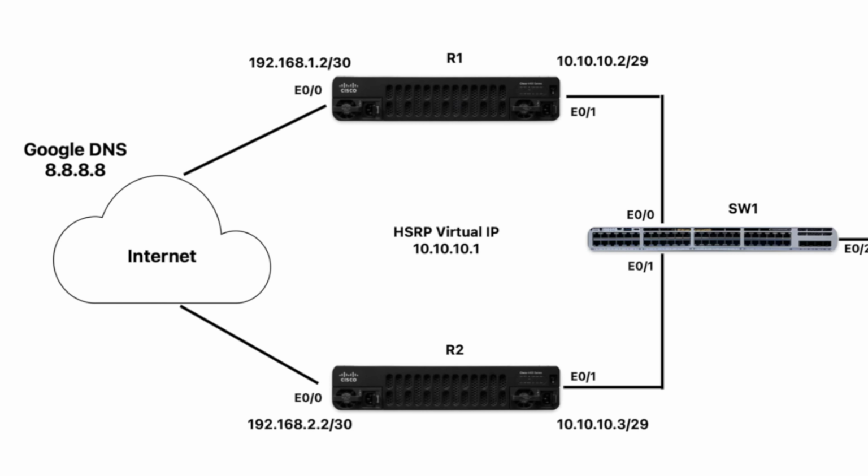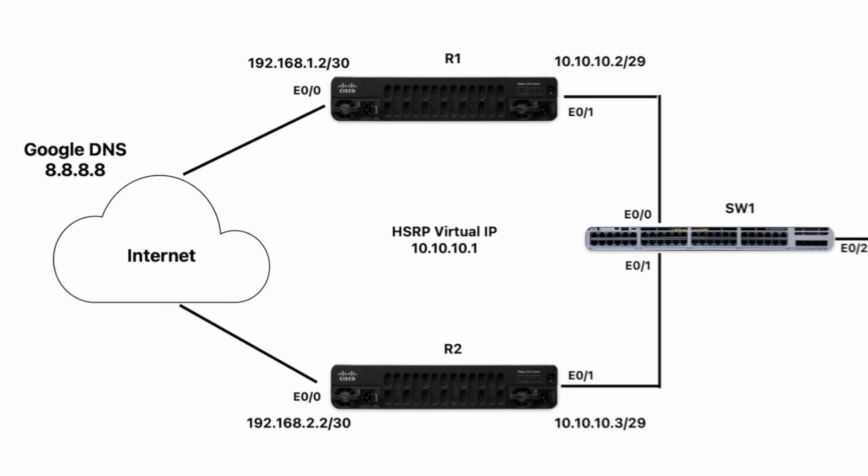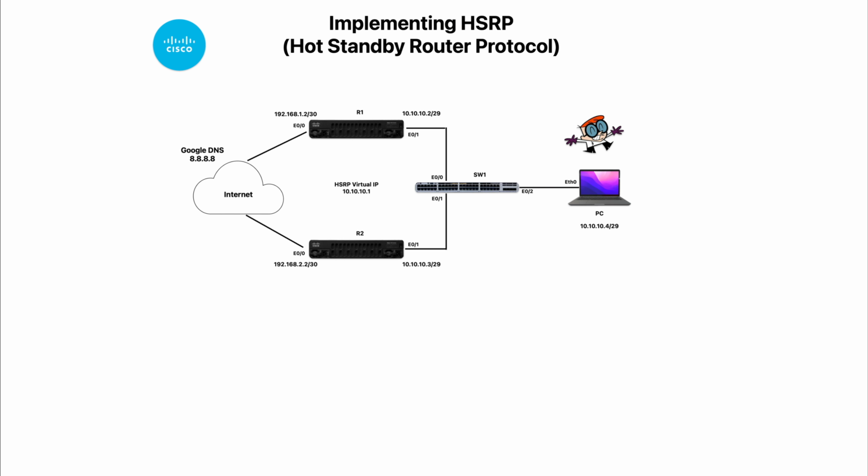I'm going to provoke a failover by just shutting down Ethernet 0/0 interface on R1, which is our WAN interface. This way, it will no longer receive probes from Google DNS, and you will see that R2 will be elected as the active HSRP router, which is our scope for this lab. Remember, this configuration will only be applied on the LAN side, which is Ethernet 0/1 on both routers.